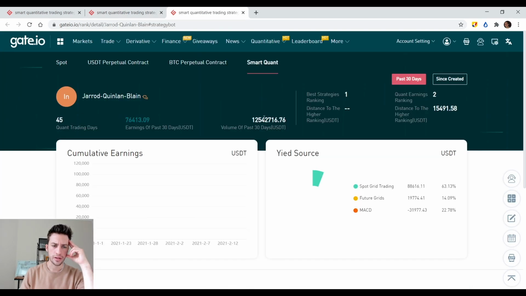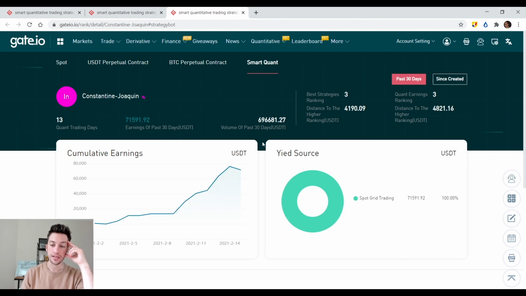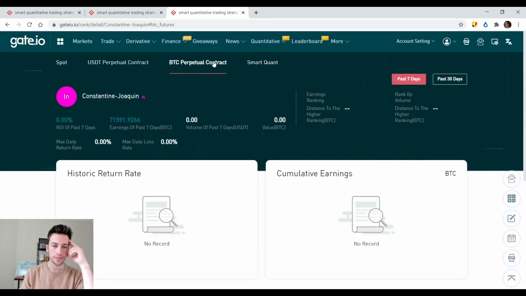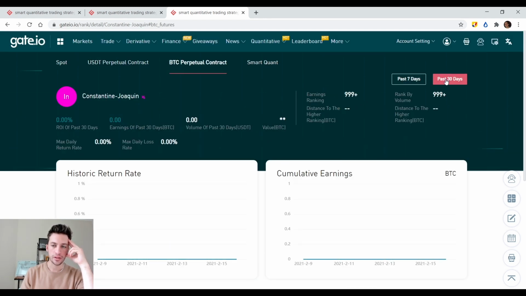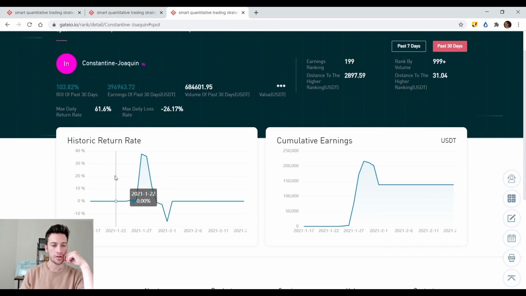So Jared, have we looked at this person yet? Oh yeah, we know Jared. We've seen them before. Constantine. Okay. Just a clean graph. What's your strategy? Spot grid trading. What market? Well, it's not on this one, clearly. They don't trade. Is it just on spot? Yeah, it's probably just on spot, right? Oh, just a casual 37% in one day just doing grid trading. I mean, wow, okay.